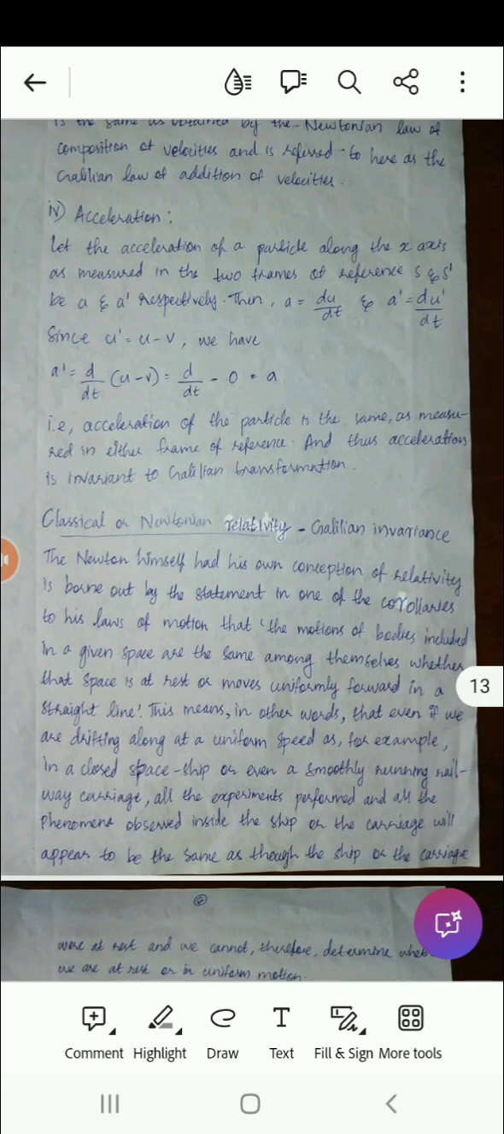Then acceleration: we differentiate velocity, and when we replace the velocity equation with the Galilean transformation equation, we get a dash is equal to a, where a dash is the acceleration in the moving inertial frame S dash, and a is the acceleration in the stationary inertial frame S. That is, the acceleration of the particle is the same as measured in either frame of reference, and so we can say acceleration is invariant to Galilean transformation.